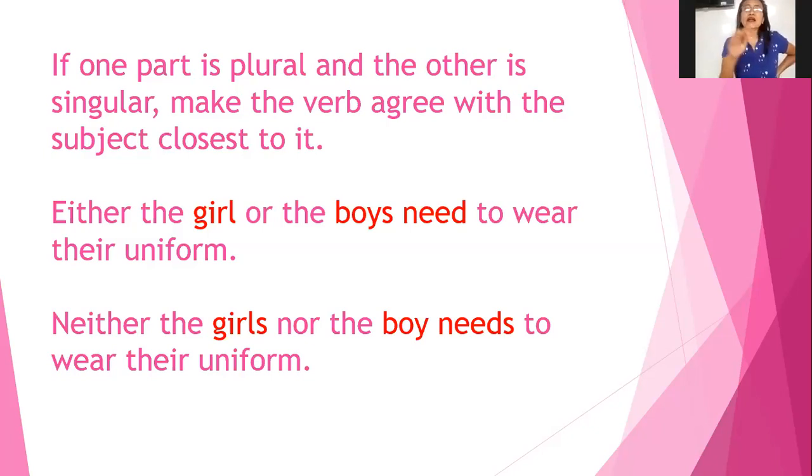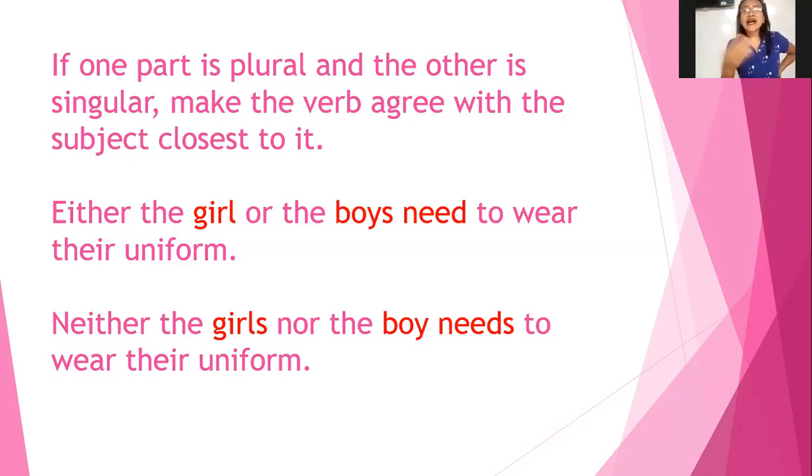What will you do? Look at the subject. What is the subject that is closest to the verb here in the first sentence? Girl or boys? The boys, the subject boys is the closest to the verb, plural, so we're going to use the plural form of the verb. So instead of needs, you're going to use need, because need agrees with the subject that is close to it, which is plural, boys. So either the girl or the boys need to wear their uniform.